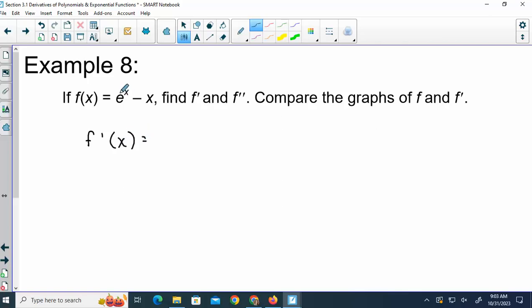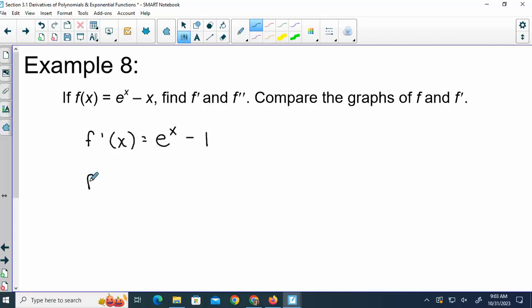So we know we can do the derivative term by term. What is the derivative of e to the x? Minus, what is the derivative of, or sorry, of x? 1. Kind of did that one right.